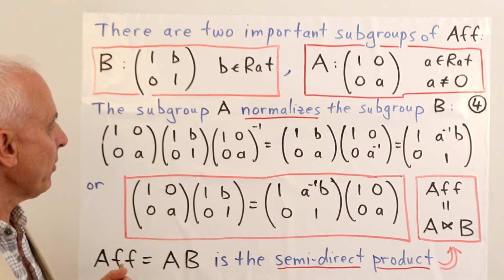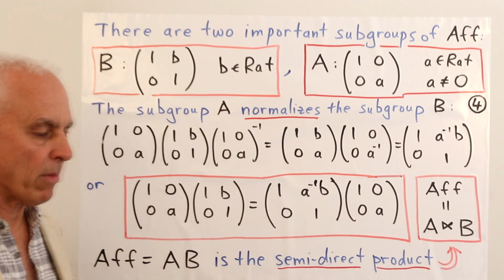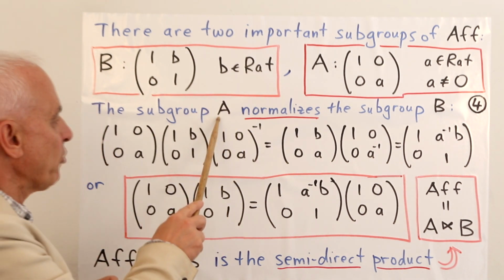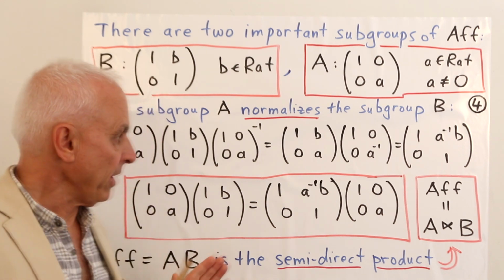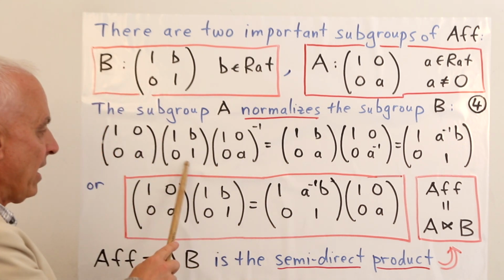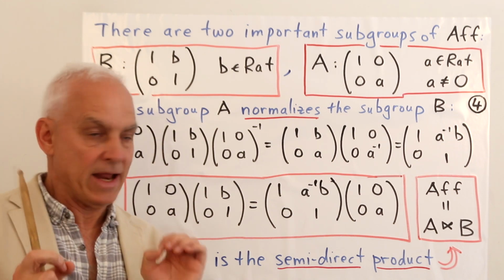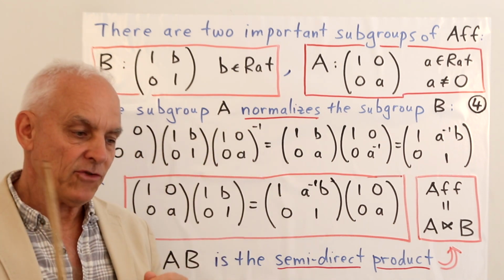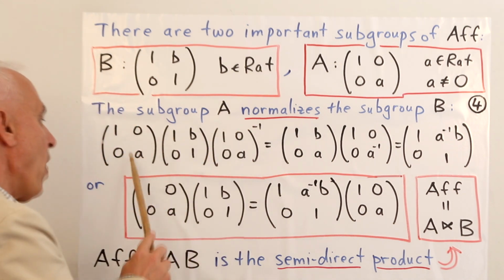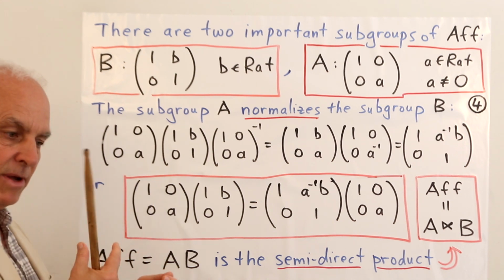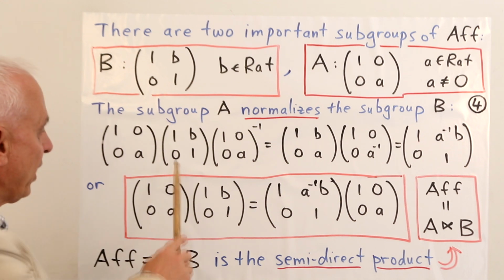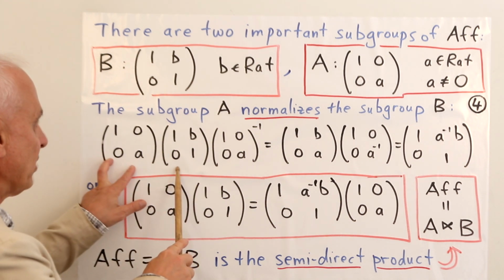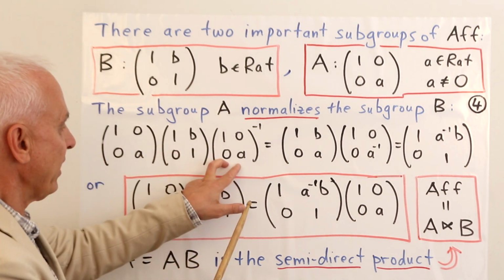So in group theory, we talk about normalizers and normalizing. And in this case here, the subgroup A normalizes the subgroup B. Let me explain what that means. It means that if you take an element of B and you conjugate it by an element in A, that means you're multiplying on one side by an element and by the inverse element on the other side. So here's an element of B, here's an element of A, and here's the inverse of that element.